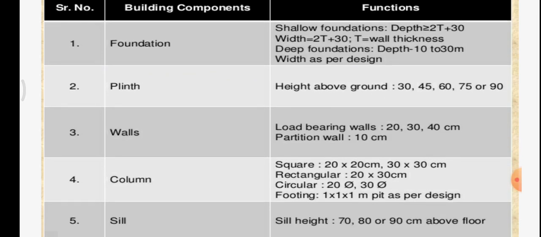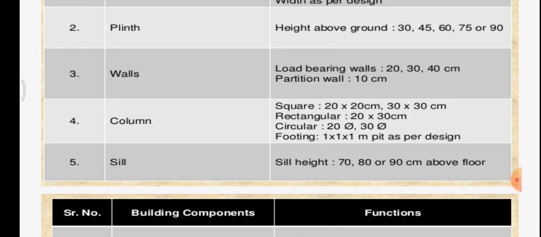Height above ground 30, 40, 60, 75 or maximum 90 centimeter. Wall. Load bearing wall 20, 30 and 40 centimeter. Partition wall is 10 centimeter. Column may be square, 20 by 20 centimeter, 30 by 30 centimeter. Rectangular is 20 by 30 centimeter. Circular, footing as per design.